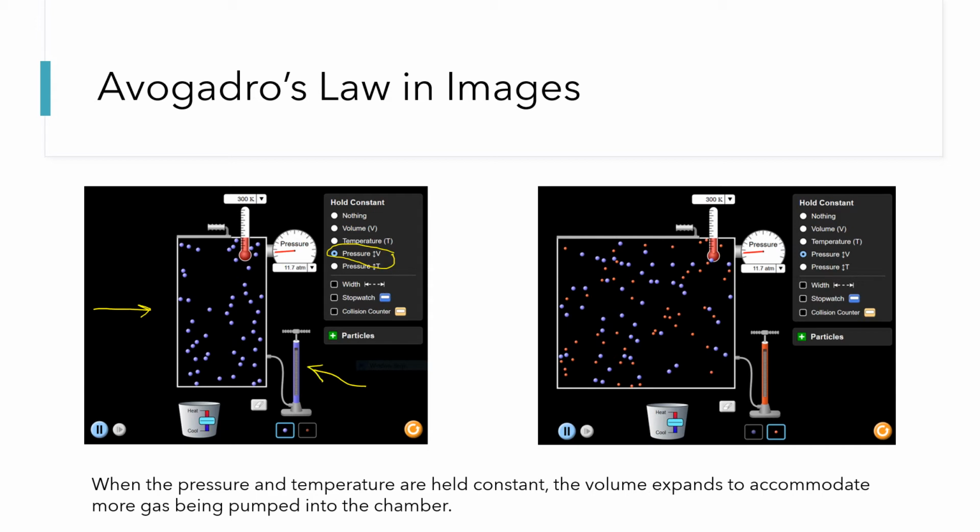of blue molecules. To contrast that over here in the second image, I changed to the red gas molecules and I pumped it one time. And in response to pumping it that one time, the container got bigger because I didn't tell it to hold the volume constant. So as I put more gas into the container, it expanded to accommodate that gas.